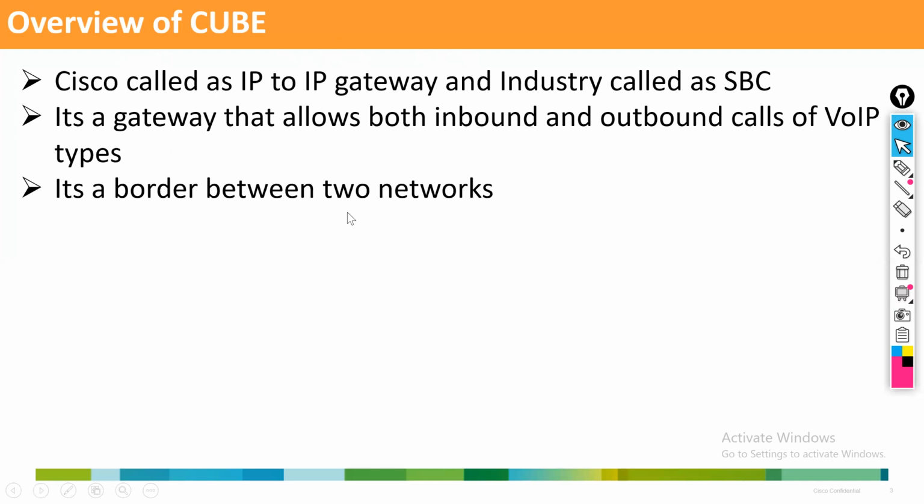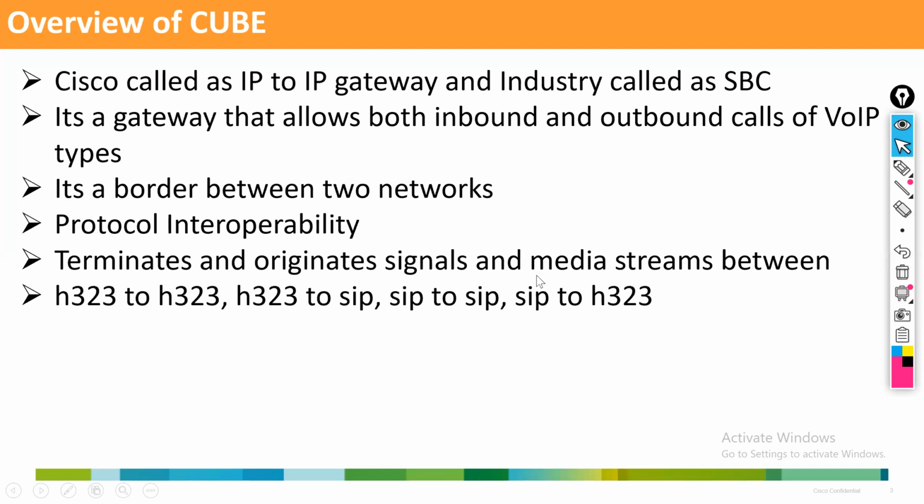Then protocol interoperability means it has the ability to work with two different protocols. As I discussed, one end can use the SIP protocol and the other end can use the H.323 protocol. It will still be supported and will work. For that we call protocol interoperability. Next, it terminates and originates signals and media streams between H.323 to H.323, H.323 to SIP, and SIP to H.323.